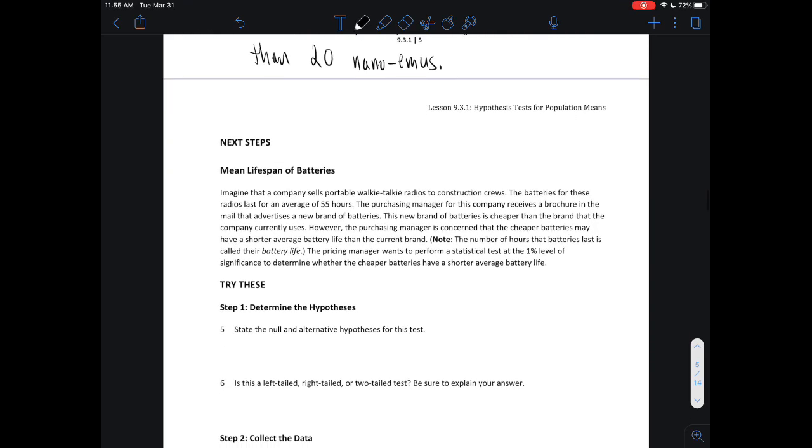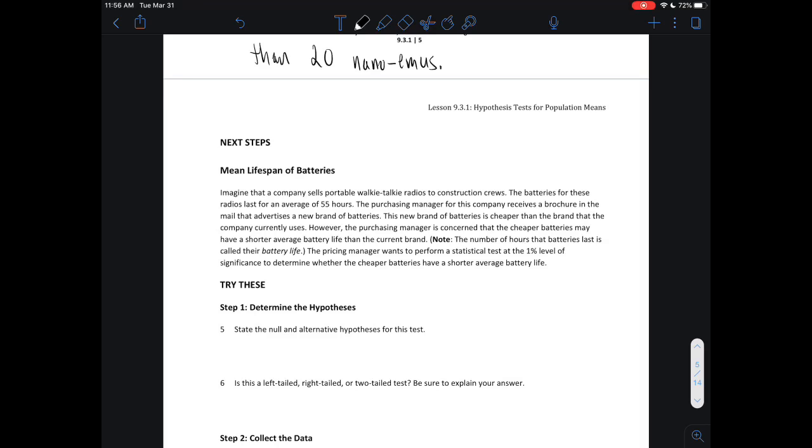So next steps, another example. Mean lifespan of batteries. Imagine that a company sells portable walkie-talkie radios to construction crews. The batteries for these radios last for an average of 55 hours. The purchasing manager for this company receives a brochure in the mail that advertises a new brand of batteries. This new brand of batteries is cheaper than the brand that the company currently uses.